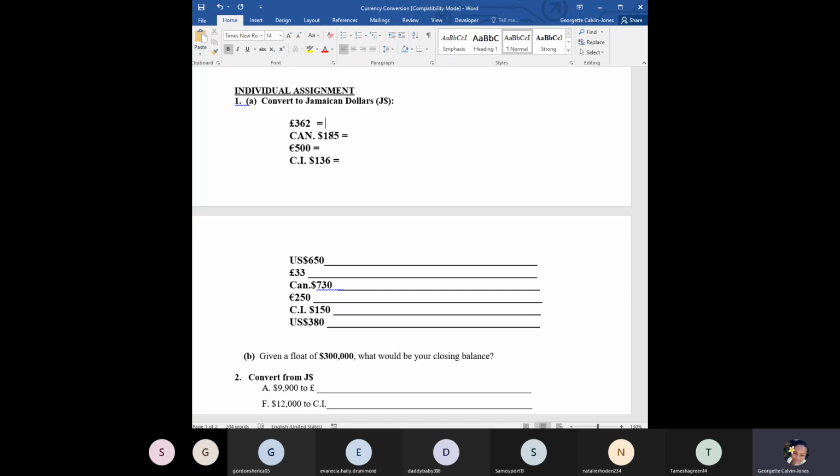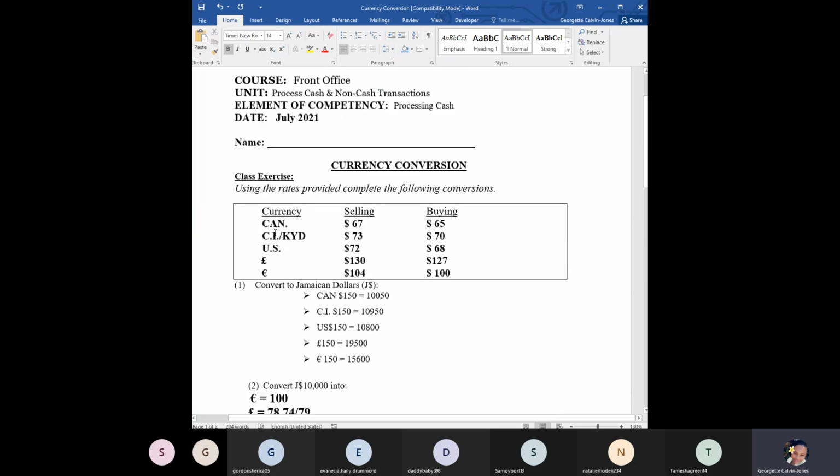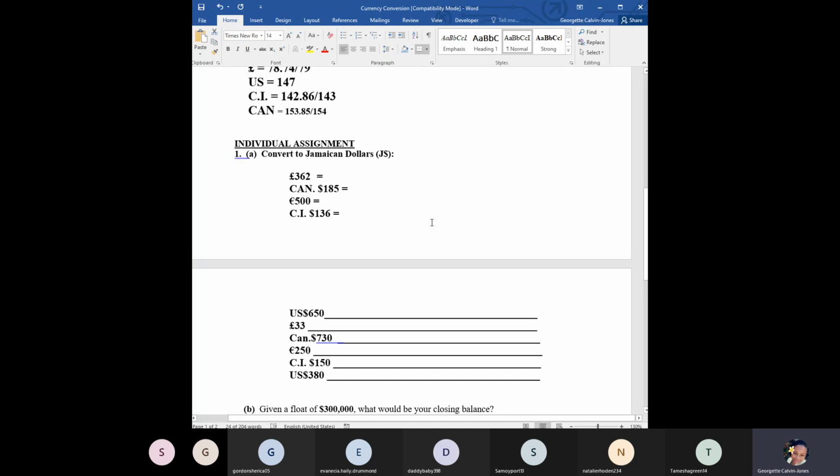Using the information on the table. This table, miss. Yes, miss. Right, so this is the information that we're using to convert everything on this paper. Okay, miss? So it's not a real life conversion rate, miss. We are using the selling rate. Yes, Evanesia, we're using the selling rates.